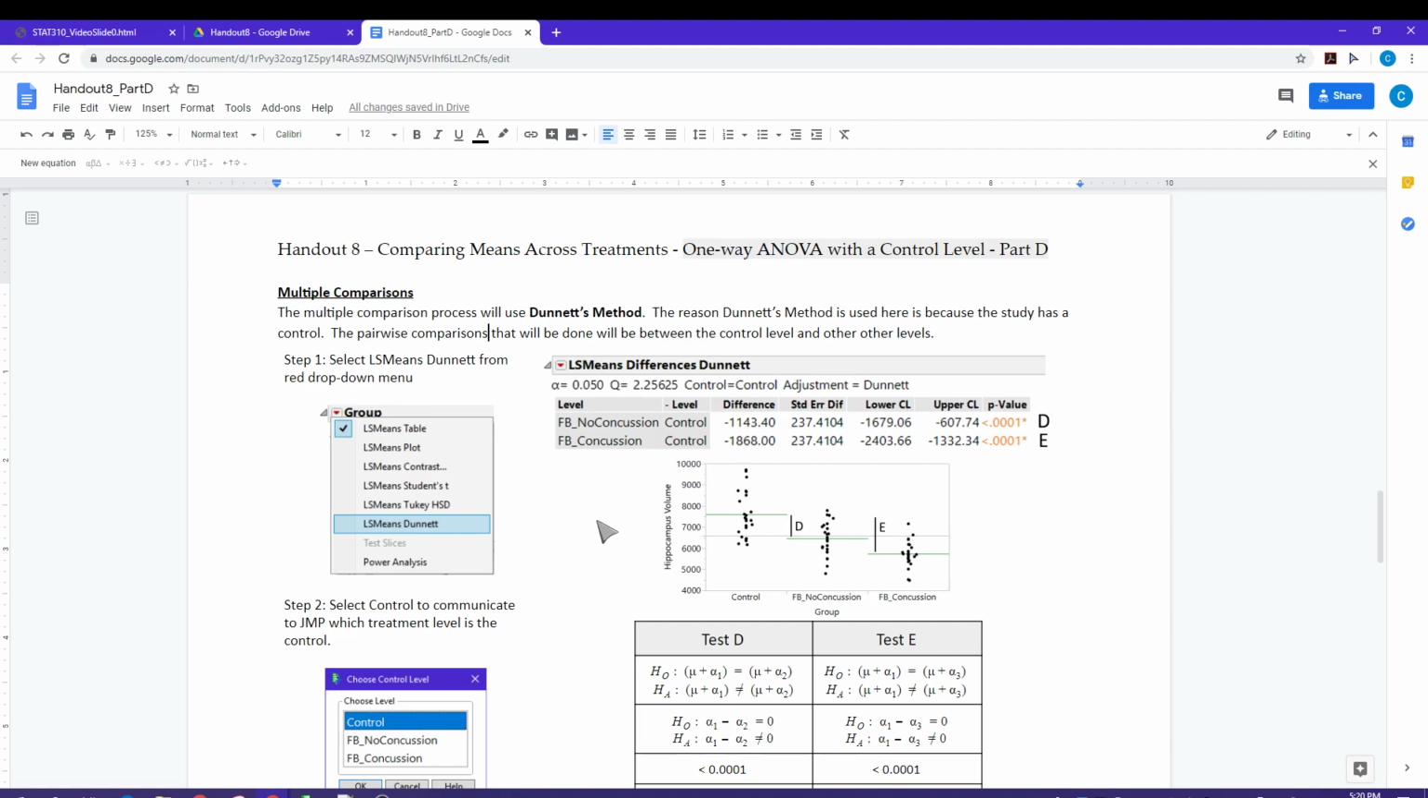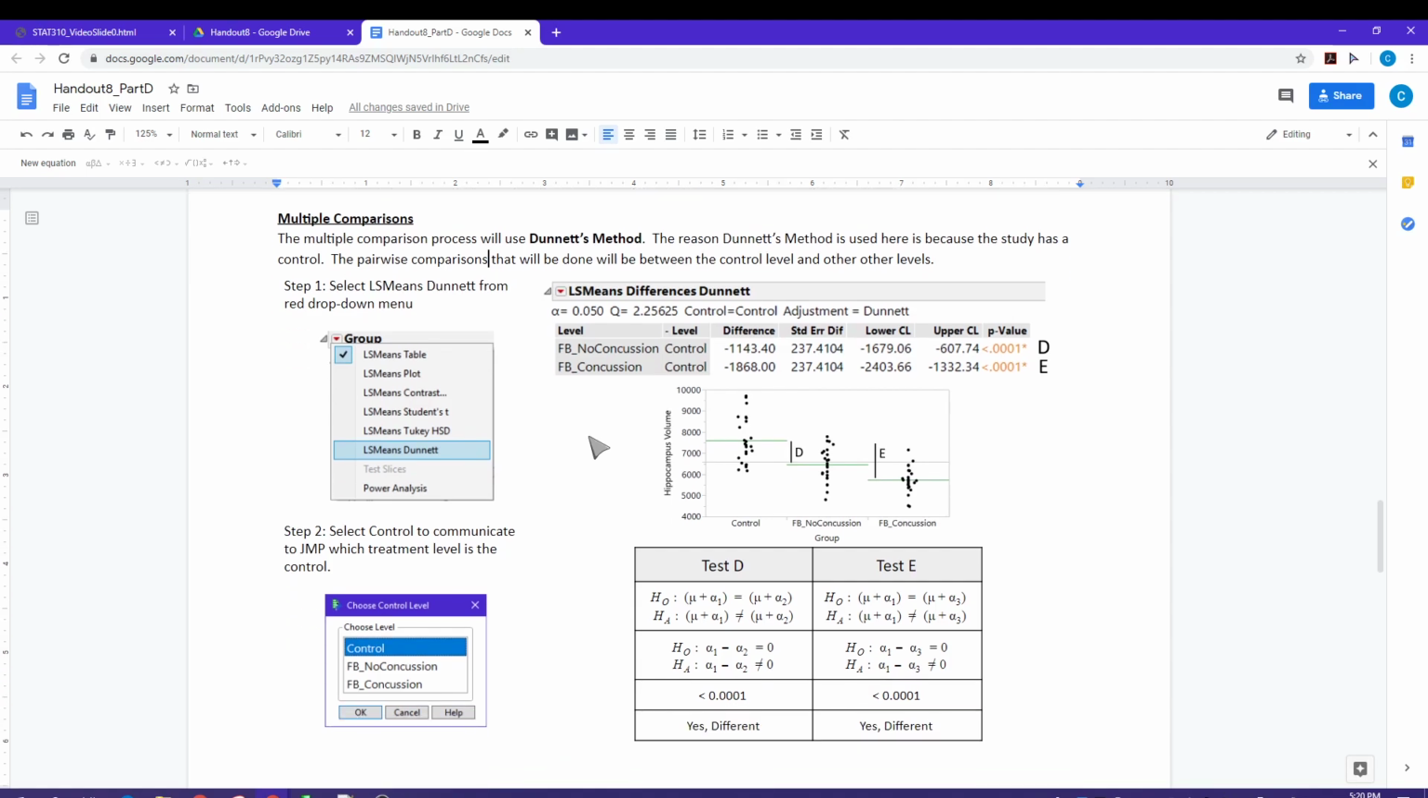Now what LS means Dunnett's is going to do is just compare each of the levels against the control. It's not going to do all the combinations like Tukey's HSD does. It certainly does more than one combination, but it doesn't do all of them. So we still want to make an adjustment to the family-wise error rate, and Dunnett's does that for me.